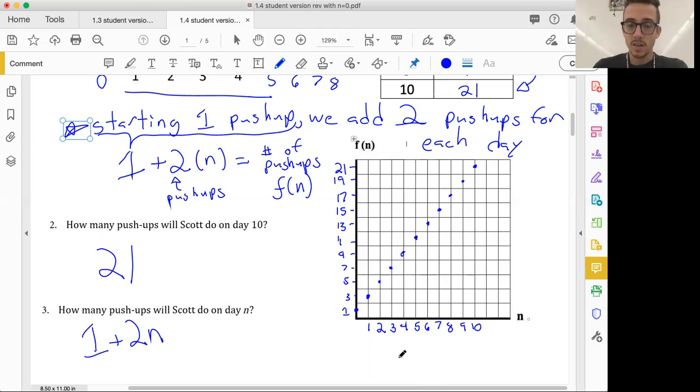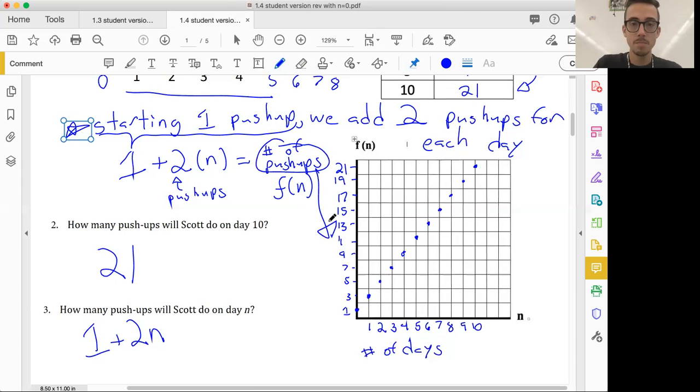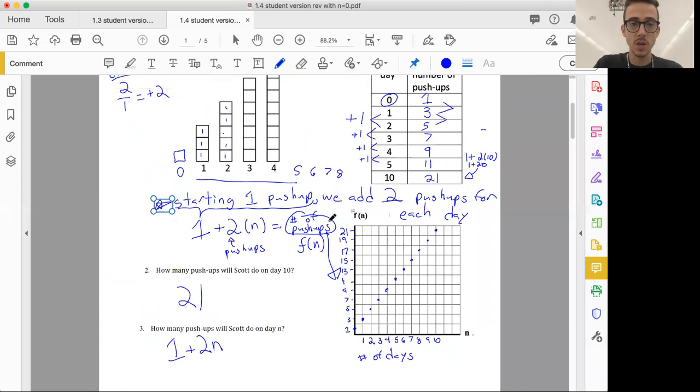So on the n side, this was measuring the number of days. And on the f of n side, this was the number of push-ups. We talked previously about titling our axes, so we're doing that here. Maybe pause the video, make sure you got this all down before we move forward.